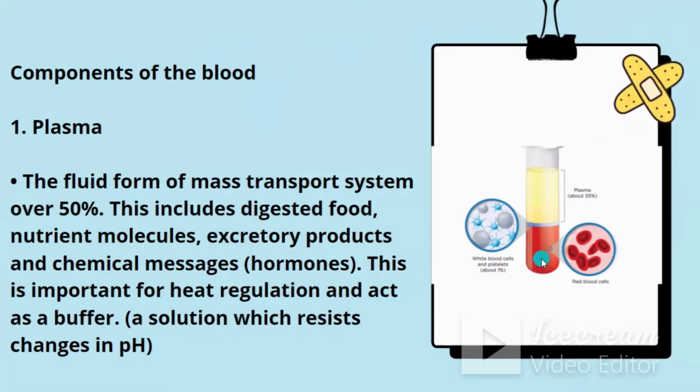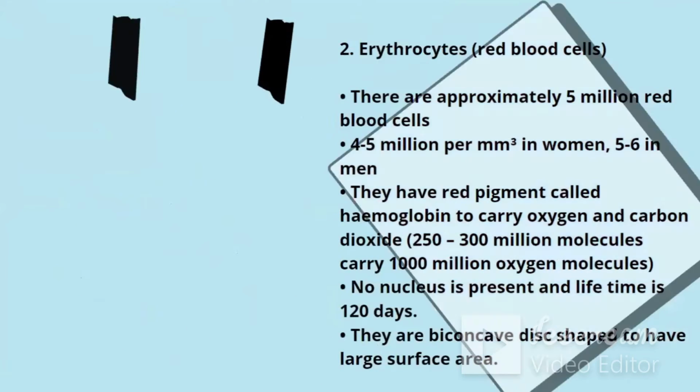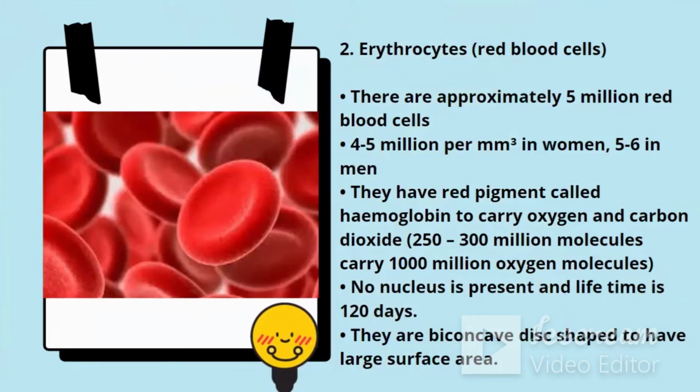Plasma is the liquid form which carries blood cells, food, excretory products, toxins, and hormones, and this is very important to regulate heat and also pH level. Next is the component of blood that goes with blood cells. Blood cells can be categorized into three: red blood cells, white blood cells, and platelets.